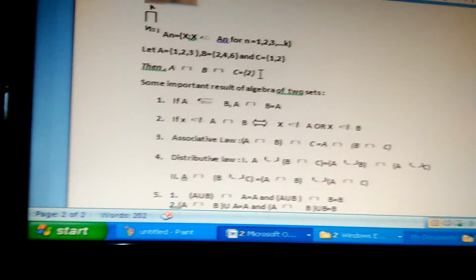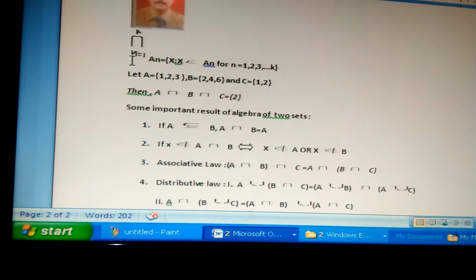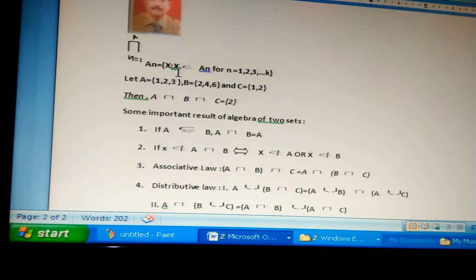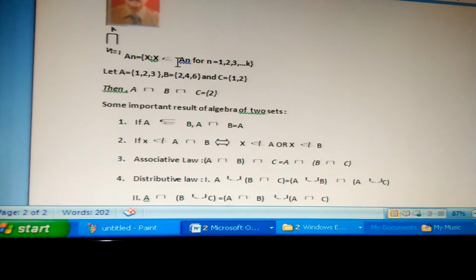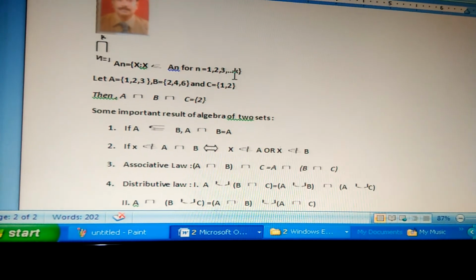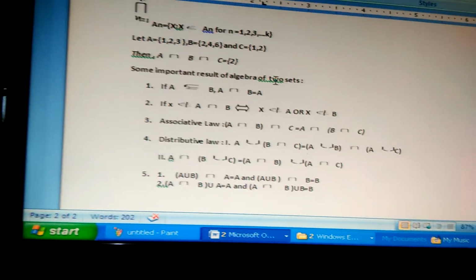Now see, if another condition is that n is equal to 1 to k, then the intersection of An is equal to the set of x such that x belongs to An for n equal to 1 to 3 and so on up to k.